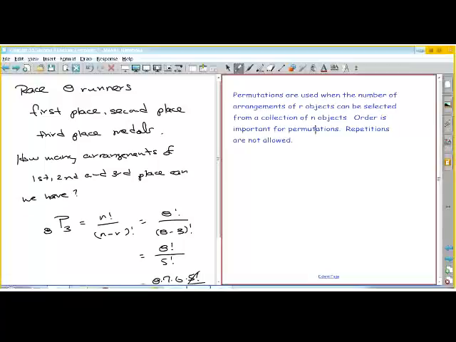If I was trying to figure out how many 3-digit numbers there are between 100 and 999, I can repeat digits. I can use a 1 in the first place, and I can use a 1 in the second place, I can use a 1 in the third place. So that is a case where repetitions are allowed, and you can't use permutations. Permutations are only where you choose something, and you have to then choose from the remaining ones. You can't use it again.